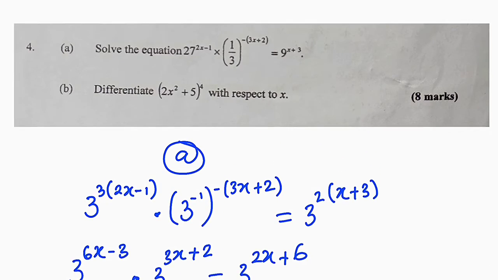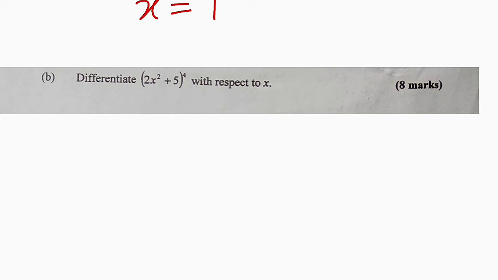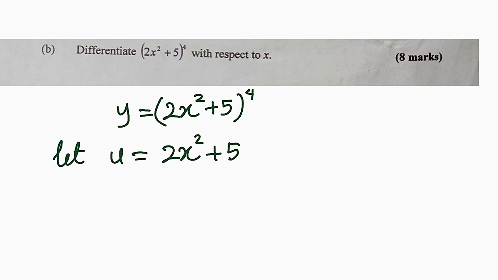Then the second question, we are asked to differentiate this function. So the B part, we are asked to differentiate 2x squared plus 5, whole to the power of 4. I'm going to show you 2 different ways to do that. But first of all, let's start with the traditional way. So if y is equal to 2x squared plus 5 whole to the power of 4, let u be equal to 2x squared plus 5 so that y becomes just u to the power of 4. Why? Because we have let the whole of this be u, therefore y will be equal to u to the power of 4.